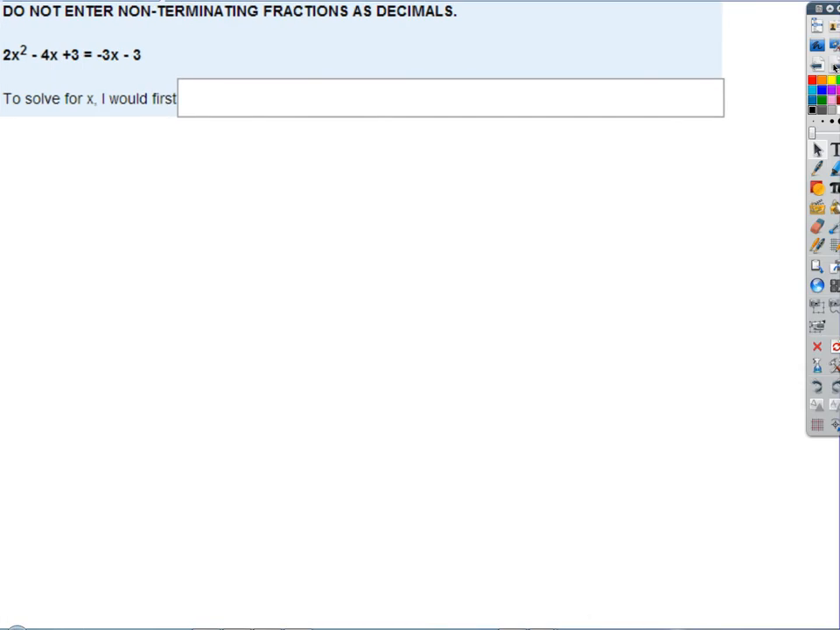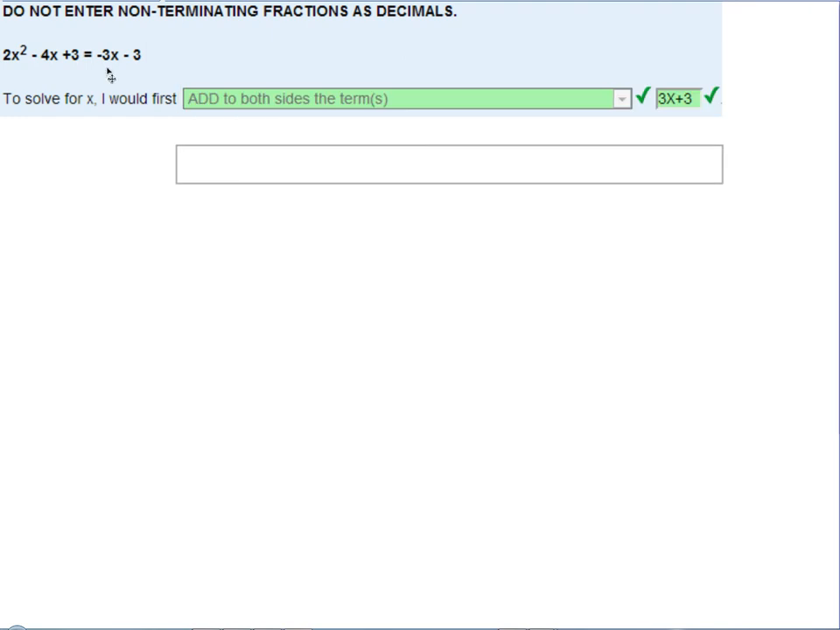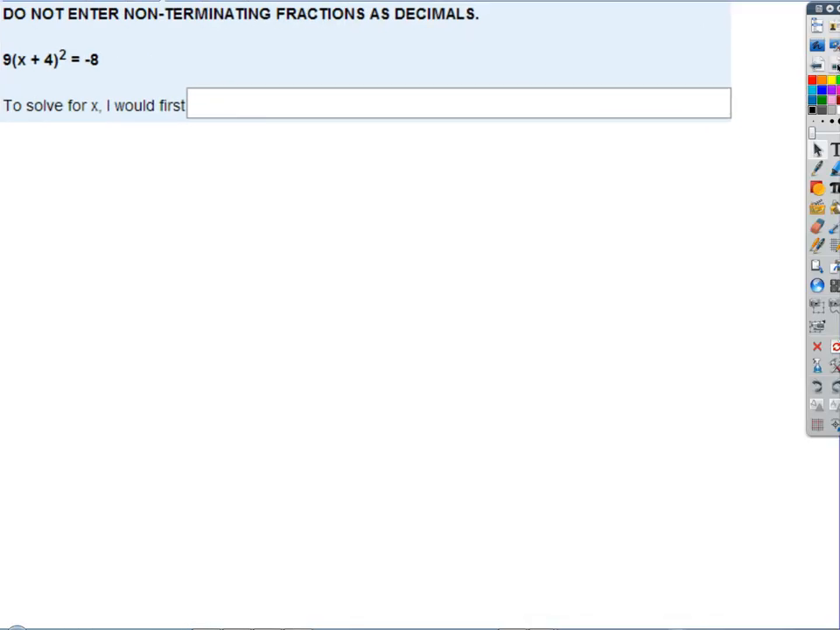Okay, what about this one? Add 3x plus 3. Say it again. Add 3x plus 3. Yeah, good. Okay, because once again, I can't isolate x here, can I? I've got x squareds and x's, so I've got to get the whole thing equal to 0. So to get it equal to 0, I have to add 3x plus 3 to both sides, right? Okay? All right. Next one, did I mix them up? I didn't look at who I was giving them to.